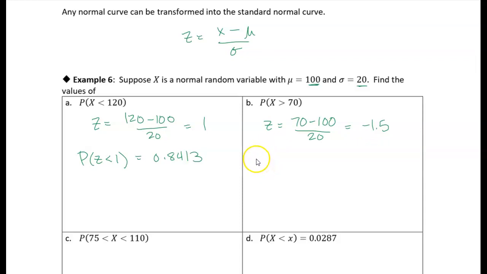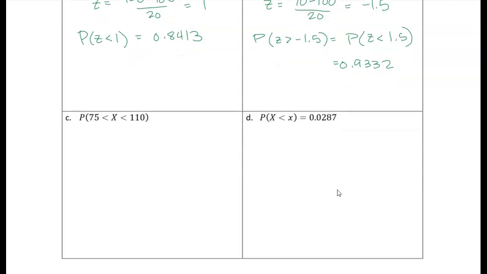All right, and so what we're going to do is use the symmetry of the table. The probability that z is greater than minus 1.5 is equal to the probability that z is less than positive 1.5. Okay, so we're just using the symmetry of the table. And now, because all of our values in the table are probabilities for z being less than something, when we look that up, we get 0.9332. Okay, and that's it. We're done.